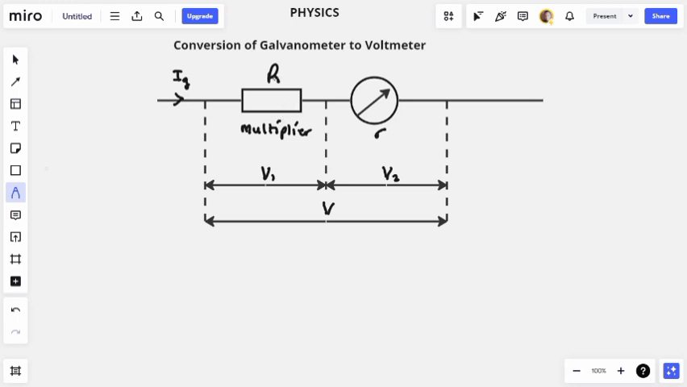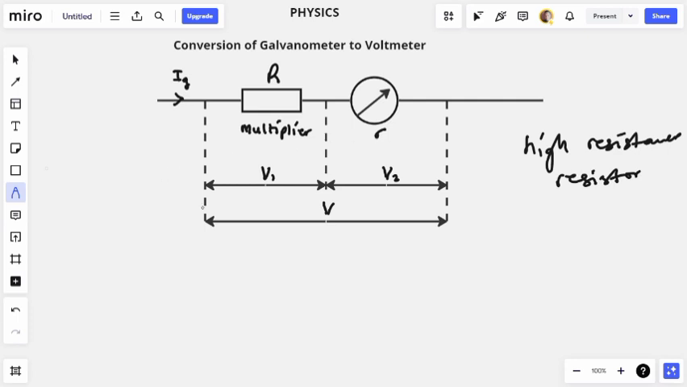And take note that this resistor or multiplier must be what? A high resistance resistor, or high resistance multiplier. In the case of conversion to an ammeter, we normally use a low resistance shunt. We normally use a low resistance.